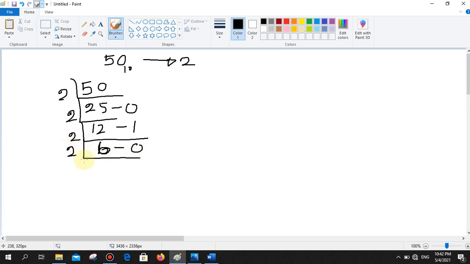After that, we have to divide it again. The number will be 3, remaining 0. After that, if you divide this 3, then the value will be 1, remaining 1. So the final answer is 110010, base 2. Okay, I think you understand how to convert any decimal number into binary. Whatever the number, you can divide by 2 and you can get this answer. When you're writing, you have to be careful. Don't forget to write the base 2.